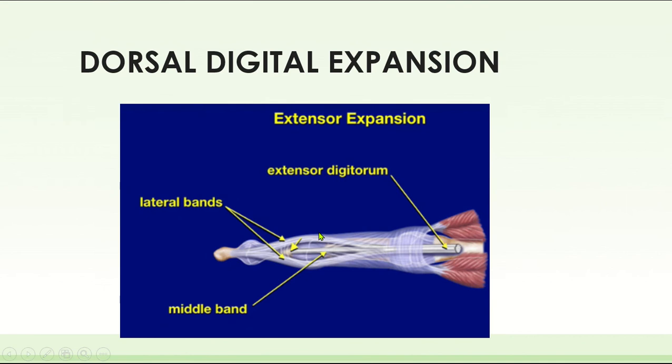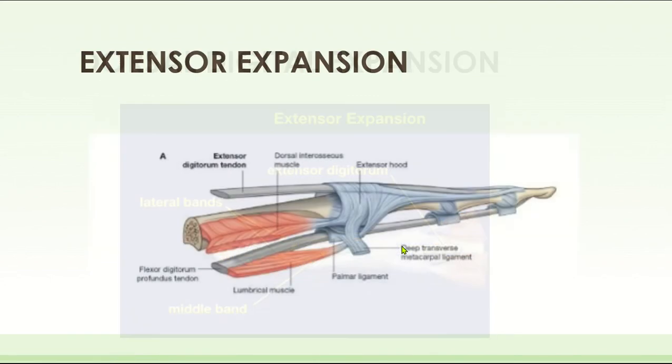So this is the extensor expansion. The two lateral bands come here, and the middle band ends here. So this is the tendon of the extensor digitorum muscle. In this diagram, we can also see the extensor expansion formed here. This is extensor root.